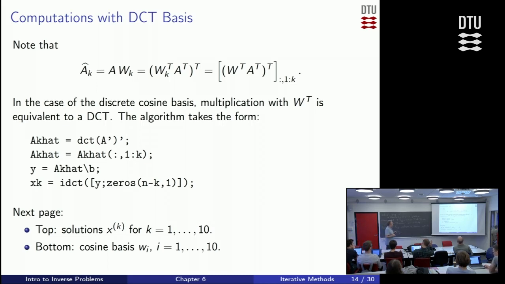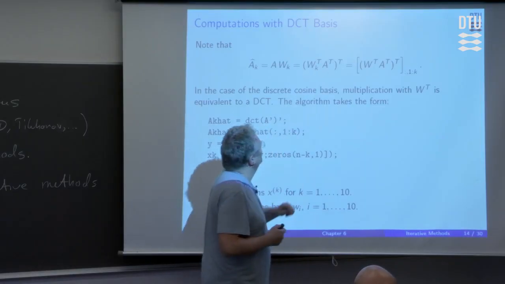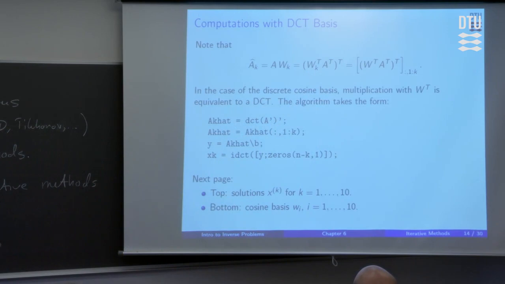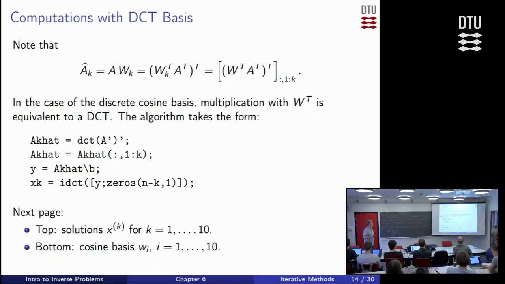But the point is that this multiplication here with Wk transpose is a discrete cosine transformation. So that's pretty cool. You don't even need storage for the W vectors if we decide that our W vectors are going to be the cosine basis. And another thing is that we can do these matrix-vector multiplications in n log n time. So that's pretty neat: no storage requirements and fast computations.